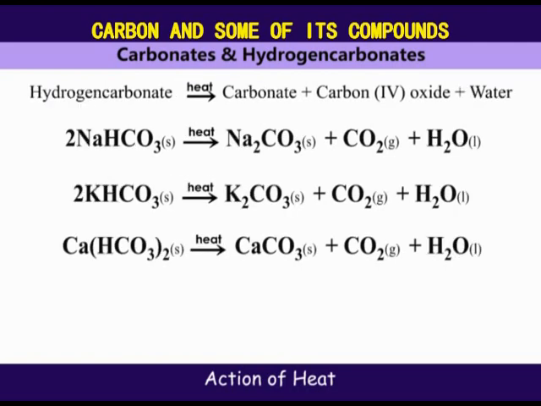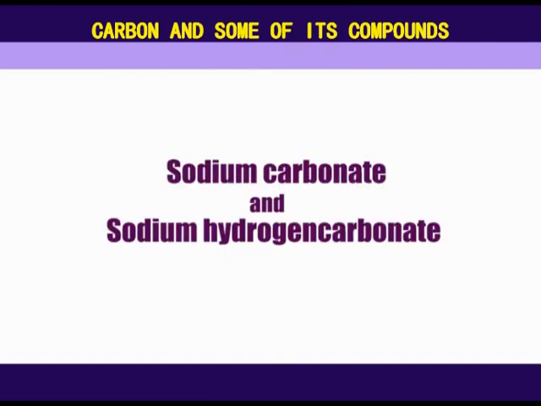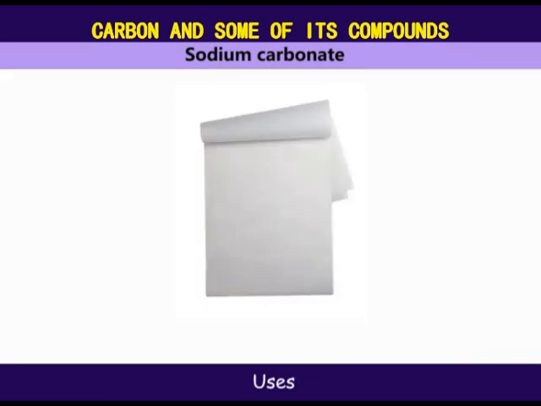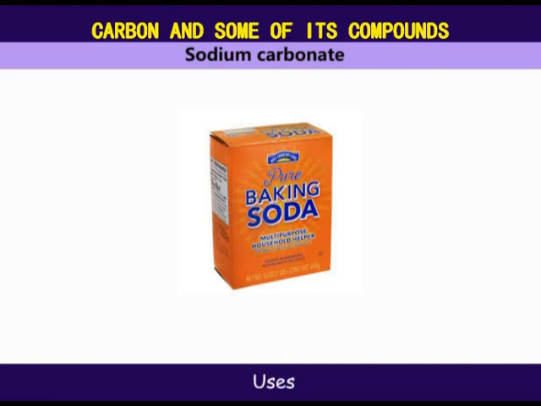Hydrogen carbonates decompose on heating to produce a carbonate, carbon 4 oxide, and water. Sodium carbonate and sodium hydrogen carbonate. Sodium carbonate is used to produce glass, chemicals, soaps, papers, baking soda, and even in water treatment.